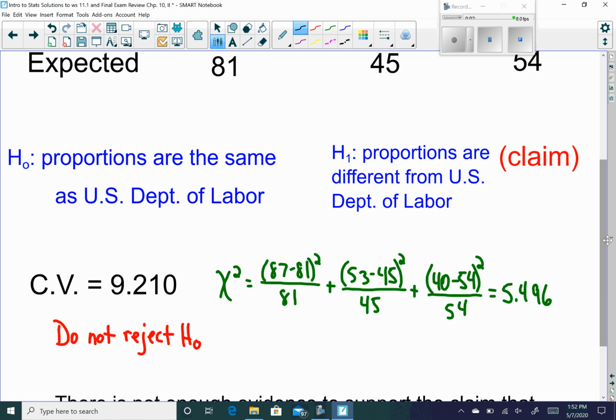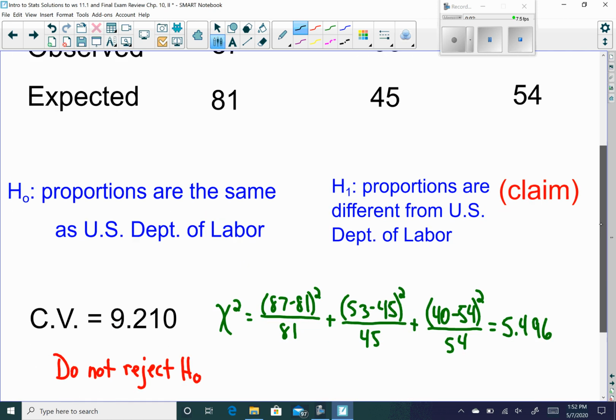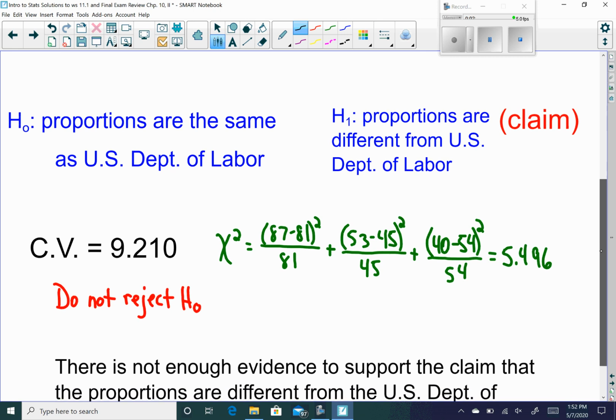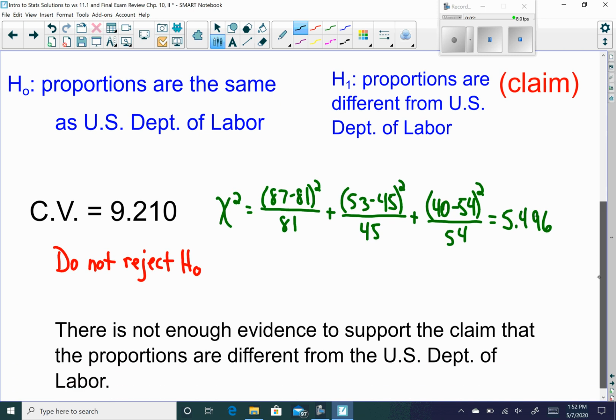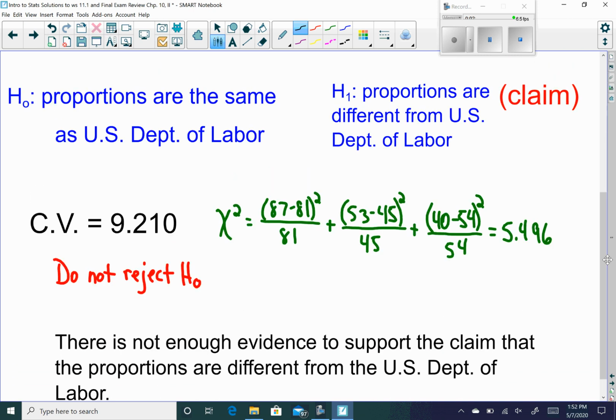So we would be typing in 90%, or 99% rather, and then degrees of freedom are just going to be 2. Calculate chi-square, we get 5.496, which is to the left of our critical value, so we do not reject the null hypothesis. We would say there is not enough evidence to support the claim that the proportions are different from the U.S. Department of Labor.